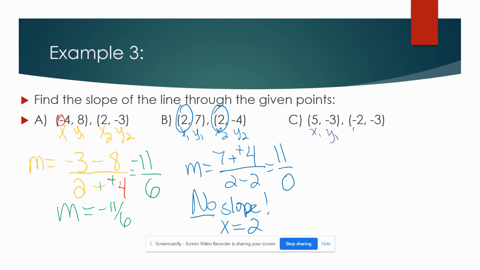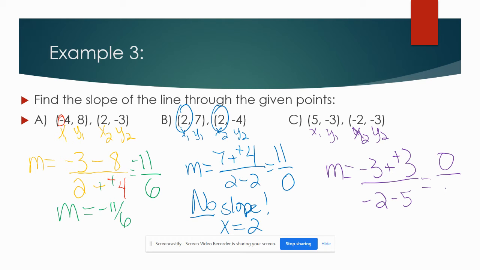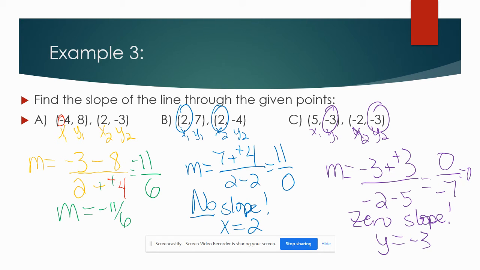For letter C, x2, y2, slope, we have negative 3 minus negative 3 over negative 2 minus 5. Add the opposite on the top. Negative 3 plus 3 is 0. Negative 2 minus 5 is negative 7. Well, 0 divided by negative 7 is 0. So this is 0 slope. And we'd have the equation of y is equal to negative 3 because of the negative 3's.